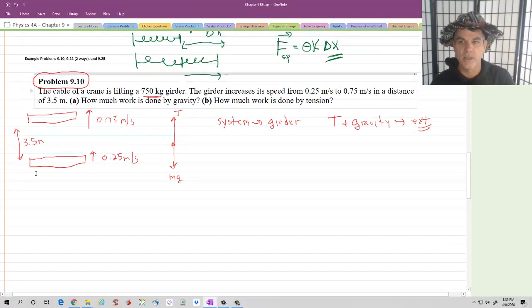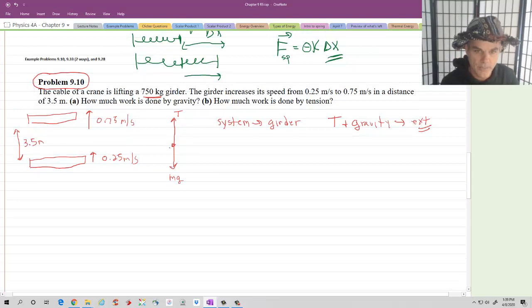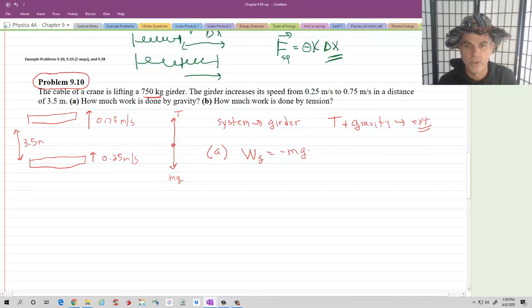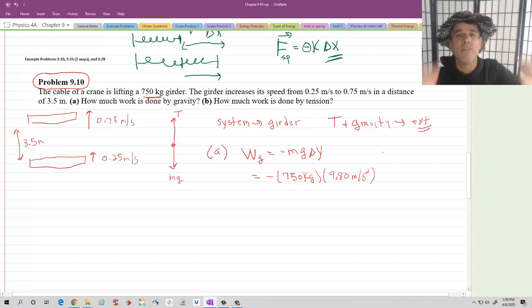Okay, back to the example problem. Part A, they just want to know what is the work done by gravity. Very simple. Work done by gravity is negative mg times delta y. So in this case, the mass is 750 kilograms, g, 9.8 meters per second squared. Never negative 9.8, never, never, never!